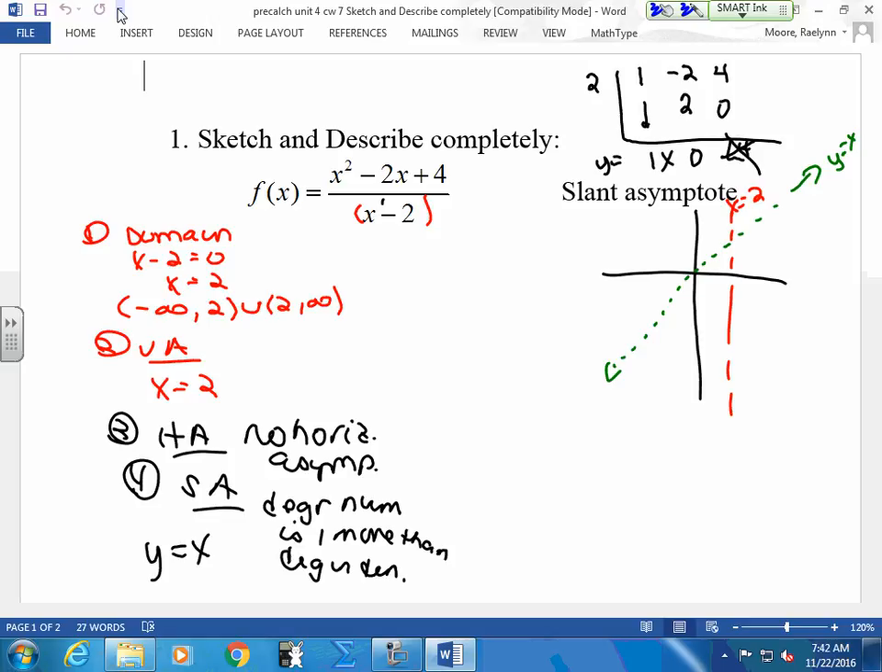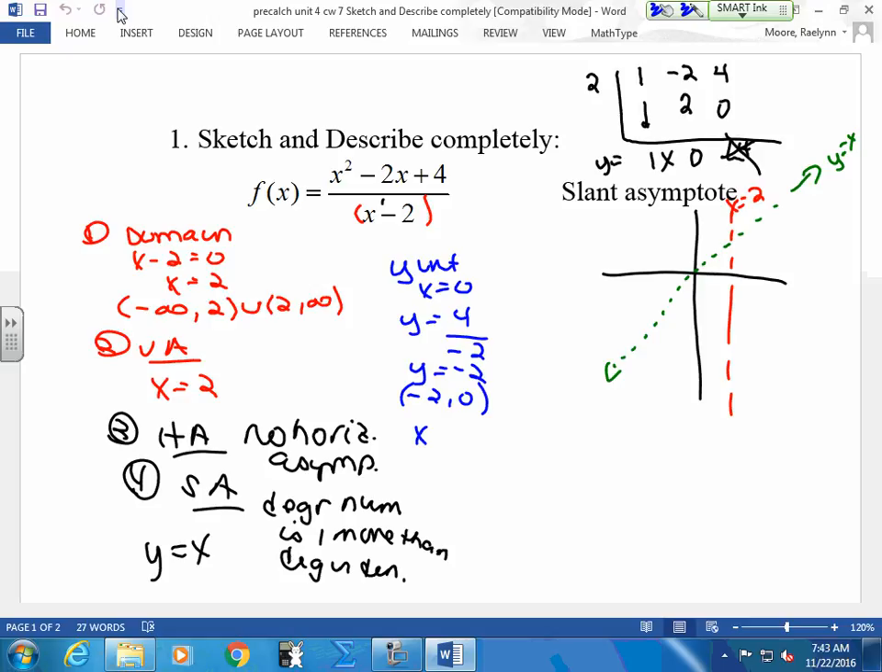Okay, let's do the intercepts. A y-intercept when x is equal to 0. I have a 0, 0, 4. I have a 0, -2. So my y-intercept should be a -2. Good so far? Okay, so I should be crossing at -2, 0. That's where I'm going to cross my y.